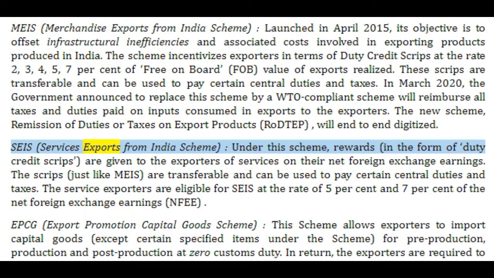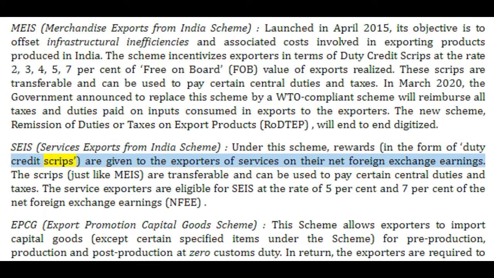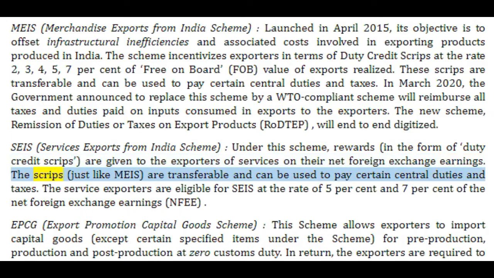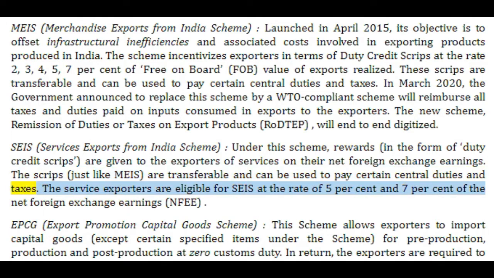SEIS, Services Exports from India Scheme. Under this scheme, rewards in the form of duty credit scrips are given to the exporters of services on their net foreign exchange earnings. The scrips, just like MEIS, are transferable and can be used to pay certain central duties and taxes. The service exporters are eligible for cess at the rate of 5% and 7% of the net foreign exchange earnings, NFE.